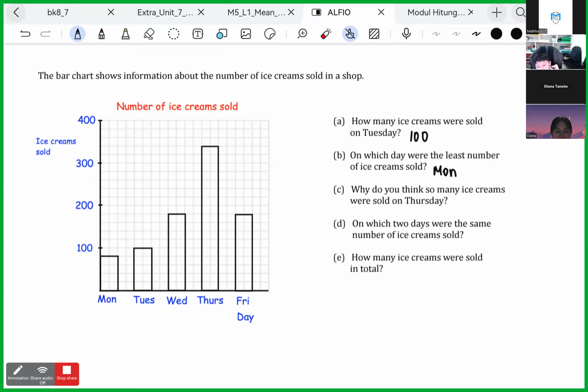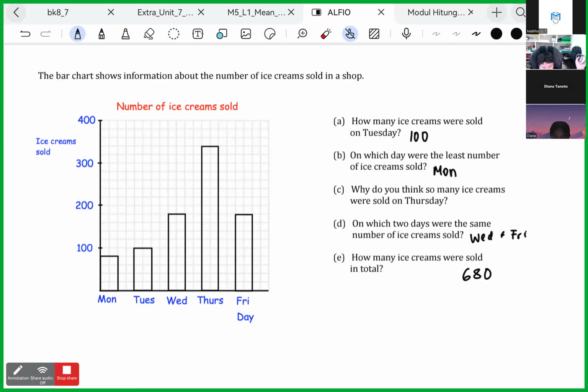How am I supposed to know? On which 2 days were the same number of ice creams sold? Wednesday and Friday. How many ice creams were sold in total? 80, 180, and then 180, 360, 500. Wait, no, that's 680. The total is 680. Yes, I think so. Okay, let's see your answer.